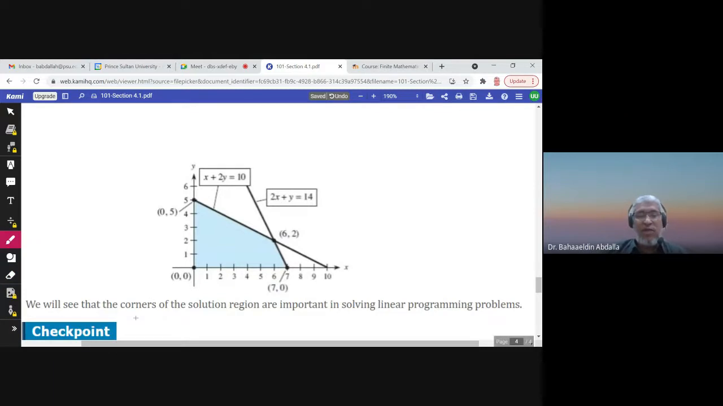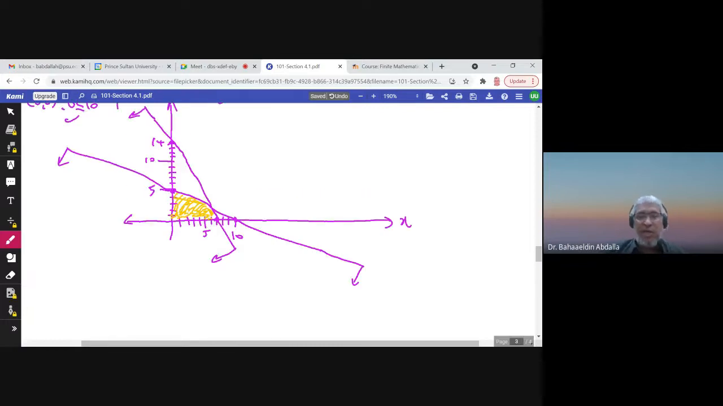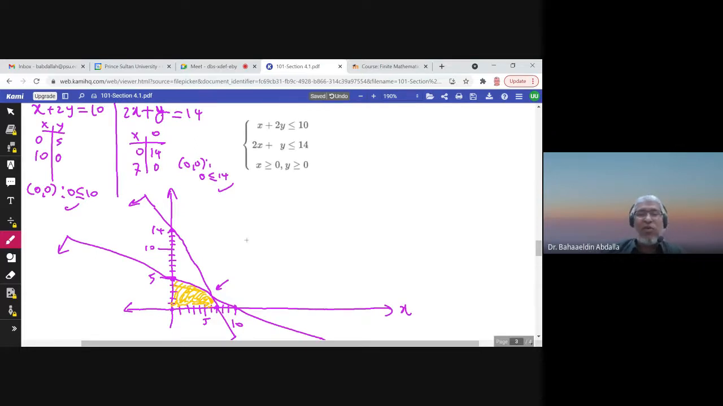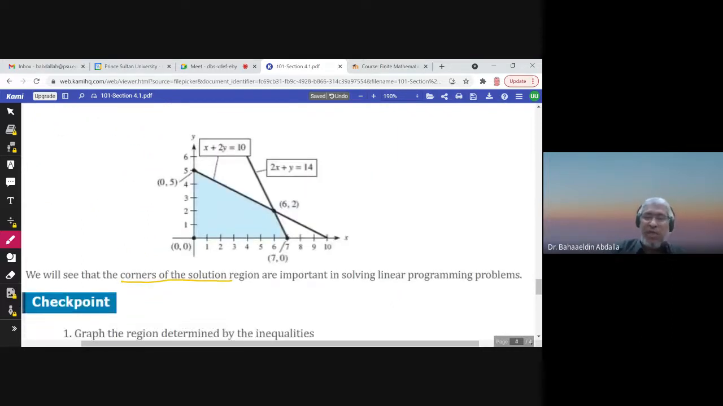And you can find the corners of the solution region by solving the 2 lines together. The other 3 corners are easy. I can see that this point is 0, 0, and this point has coordinates 7, 0, and this one 0, 5. But to find this corner point, I need to solve this system: x plus 2y equals 10 and 2x plus y equals 14. I solve this system either by elimination or substitution and find the answer, and the answer would be 6 and 2.